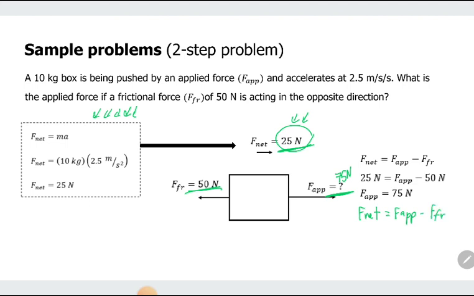We can also solve it using algebra. Net force is 25 newtons. Applied force is unknown. Frictional force is 50 newtons. So the next step is to put this on the other side of the equation. Applied force is 50 newtons, magiging positive na siya, plus 25 newtons. That's why we were able to come up with 75 newtons.